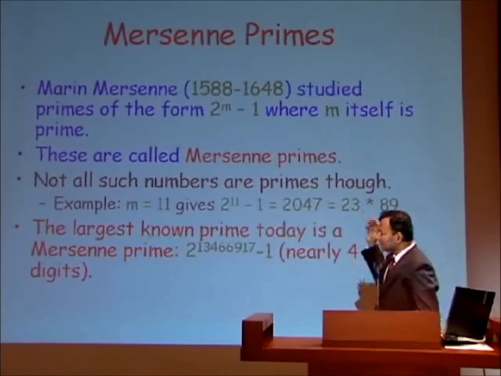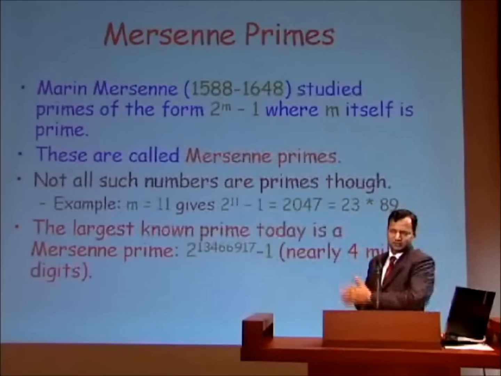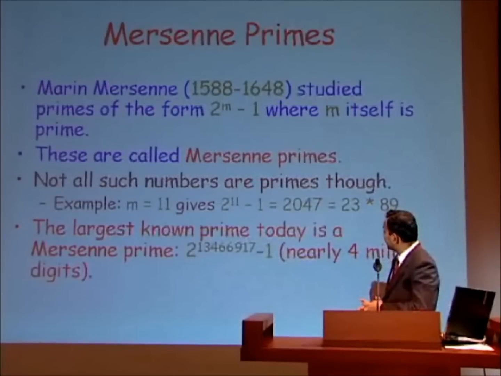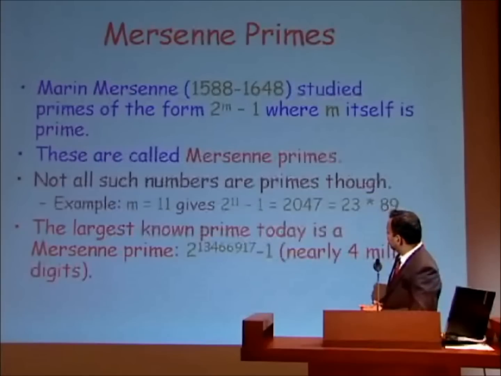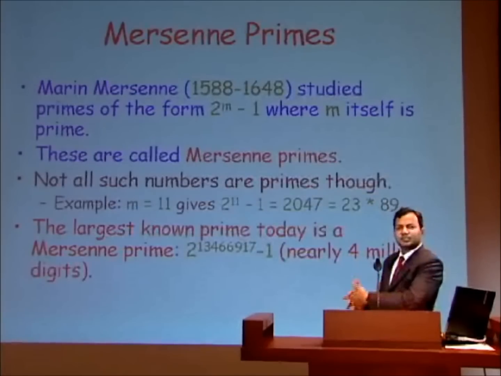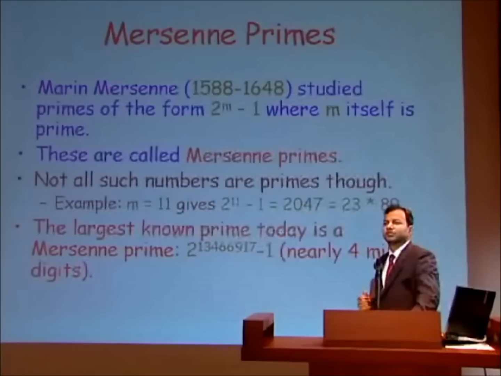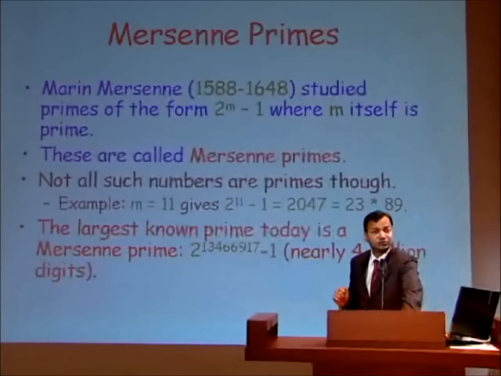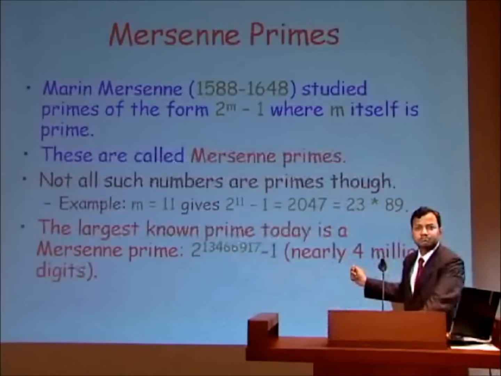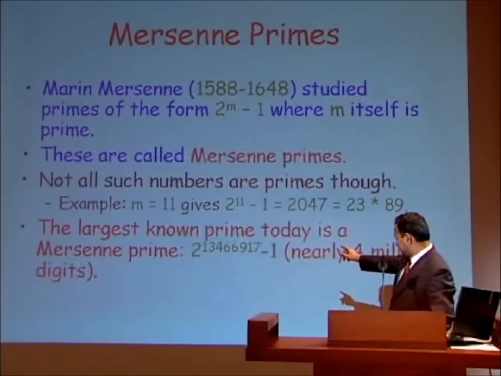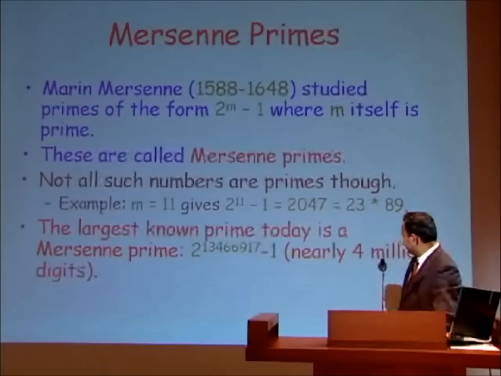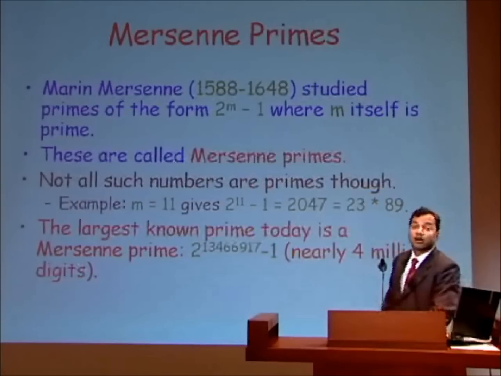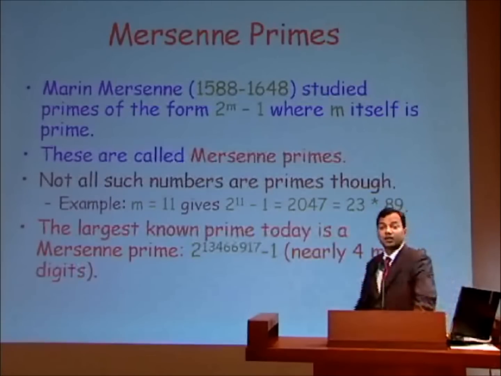And since they have such a nice representation, in modern times it's very easy to test if such numbers are primes or not. Indeed, the largest known prime number as of today is a Mersenne prime. That's the number 2 to the 13,466,917 minus 1. It's about 4 million digits long.